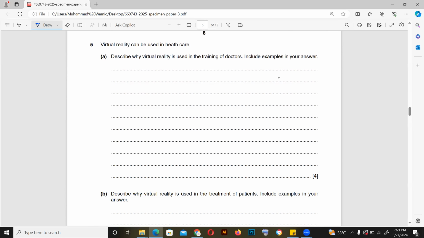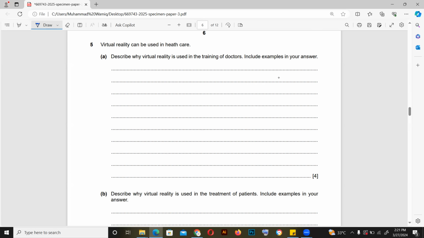Now the next question. The next question says that virtual reality can be used in healthcare. Describe why virtual reality is used in the training of doctors. Include an example in your answer. Why would I want to use this virtual reality? So I can write different points for that.